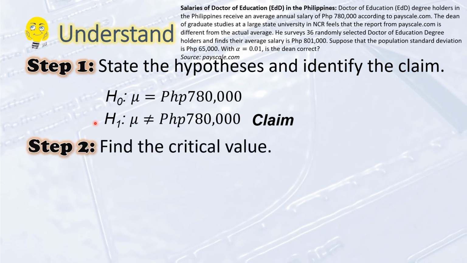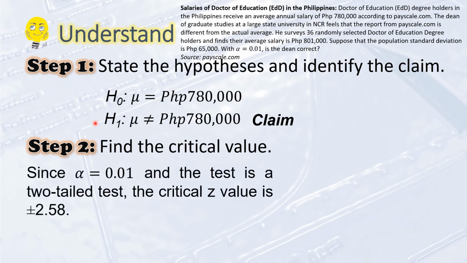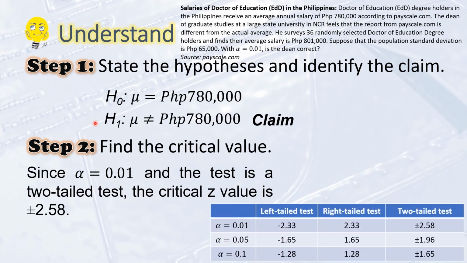Next is the critical value. We have alpha 0.01 and the test is a two-tailed test. We can use the table that we did in example number 2 to find the critical value. At alpha 0.01 in a two-tailed test, the critical value for z is positive or negative 2.58.